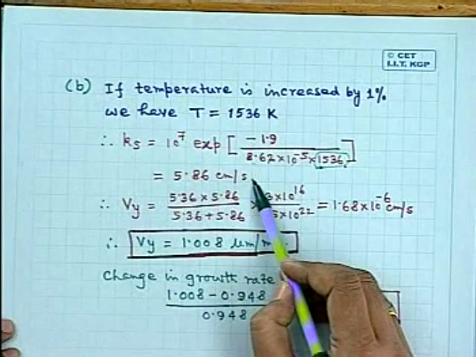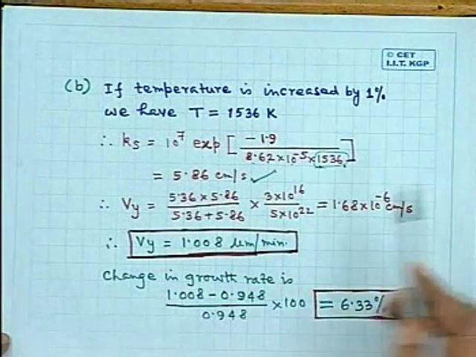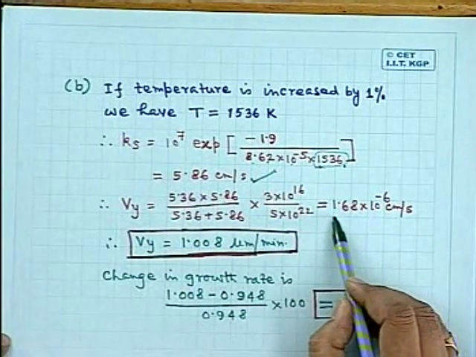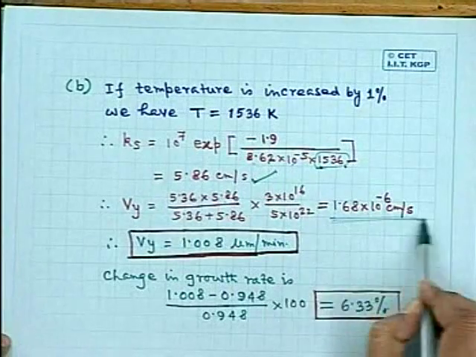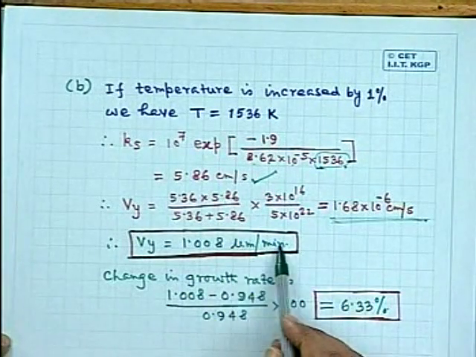Once you calculate Ks, the other parameters are not dependent on temperature, so other parameters are fixed. Now if you put the value of Ks, you will get 1.68 into 10 to the power minus 6 centimeter per second. That is Vy equal to 1.008 micron per minute.